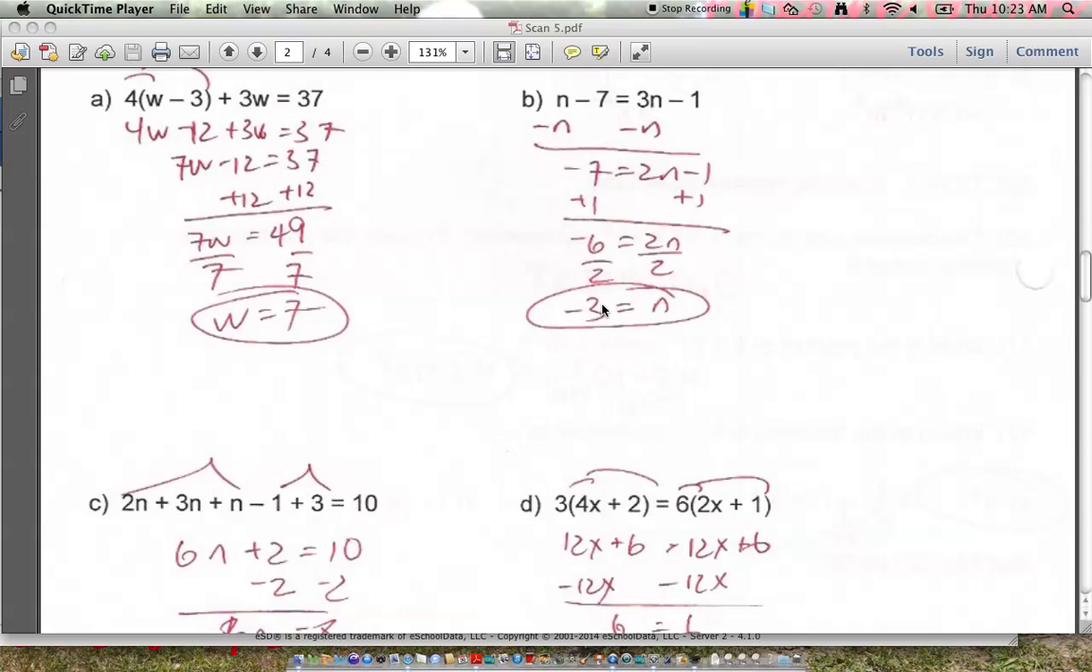If you forgot the negative sign in front of the 7, you're going to lose 2 points. If you didn't do plus 1, you're going to lose 2 points. Now, the most points you could possibly lose is 5.